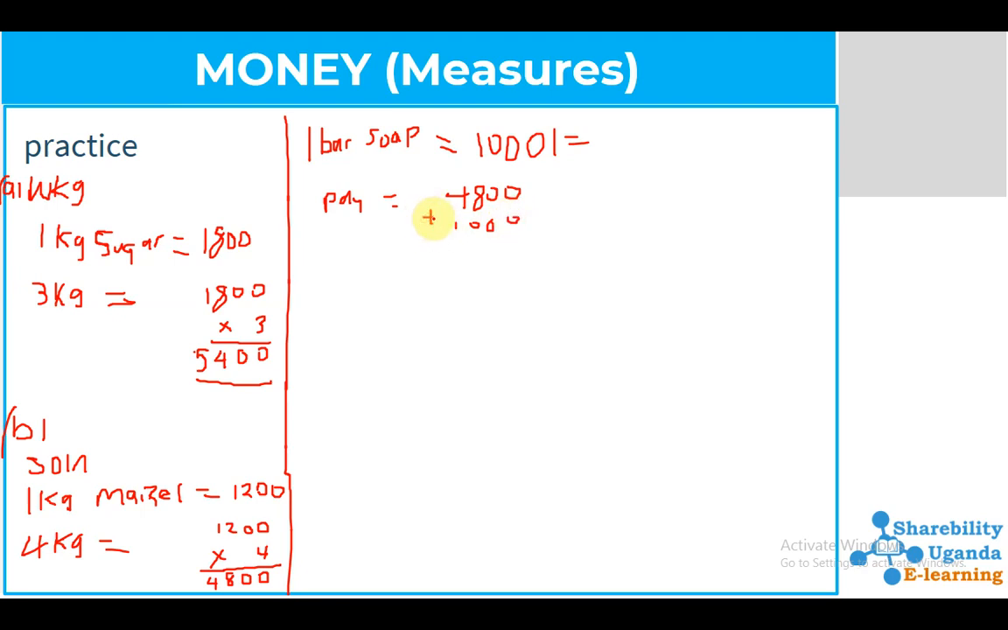So here we just add and we get 5,800. Or you can write it very well, better than me. 5,800.